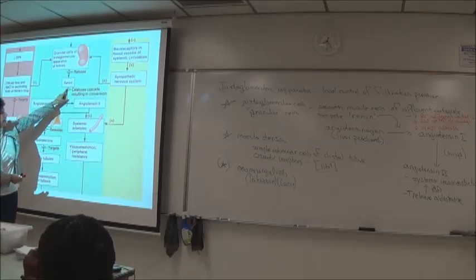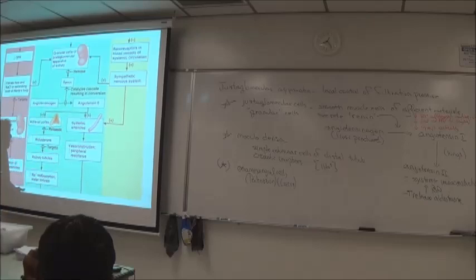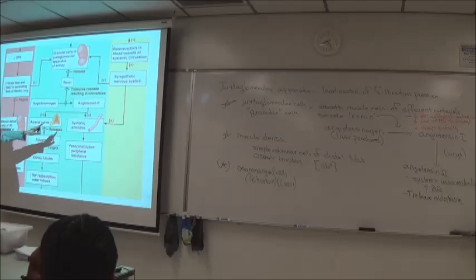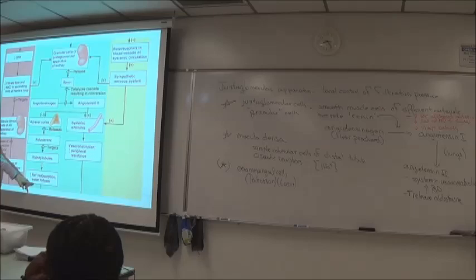So renin release converts angiotensinogen to angiotensin 1 and then angiotensin 2 in the lungs. That itself causes vasoconstriction and also causes aldosterone to be released. So we end up increasing blood pressure systemically, which will increase glomerular filtration rate.